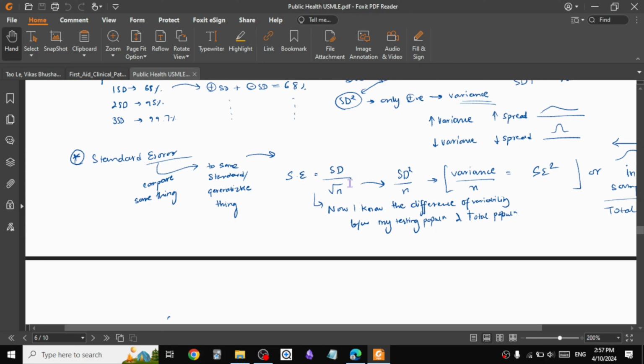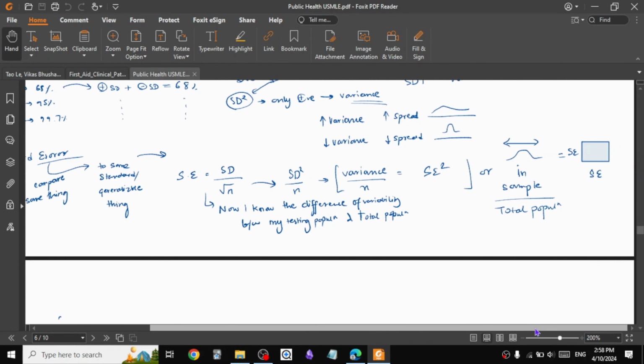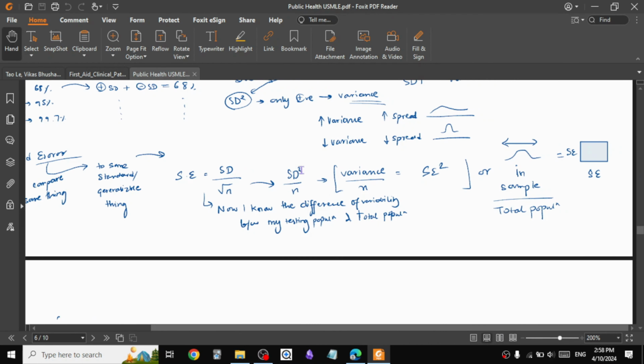Now if I square these two sides, I get standard error squared and standard deviation squared, and I remove the square root here. That's the only reason I did it. Now I know the difference of variability between my testing population and my total population. That was what we're trying to find out here. Now we squared it, and this standard deviation squared turns into variance. If I take variance and divide it by the total sample size, it will give me the standard error squared.